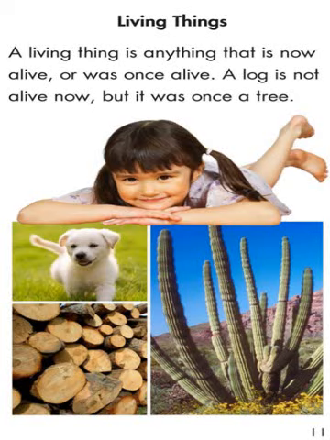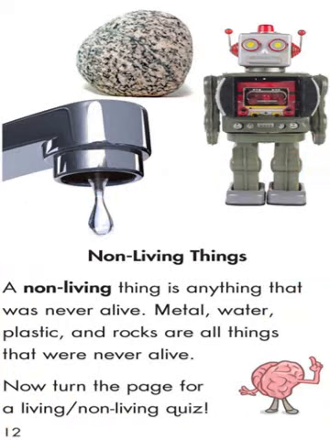A living thing is anything that is now alive or was once alive. A log is not alive now, but it was once a tree. Non-living things. A non-living thing is anything that was never alive. Metal, water, plastic, and rocks are all things that were never alive. Now turn the page for a living, non-living quiz.